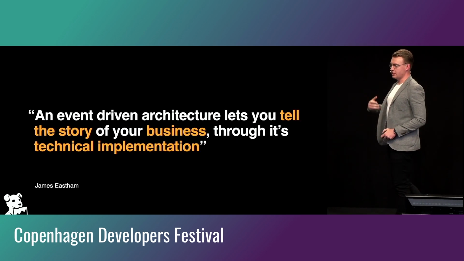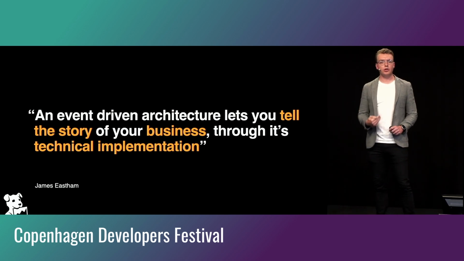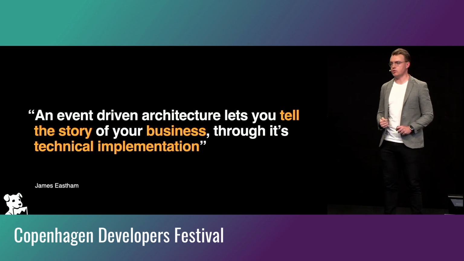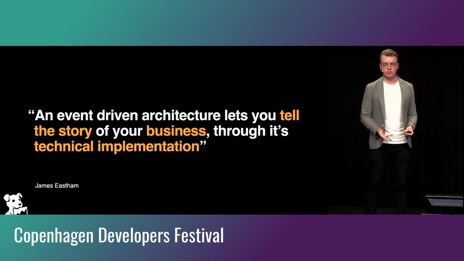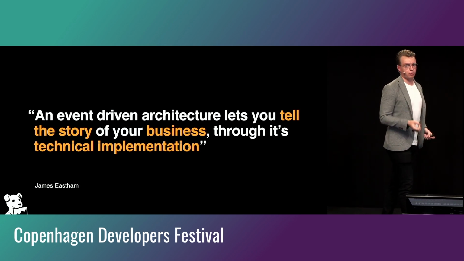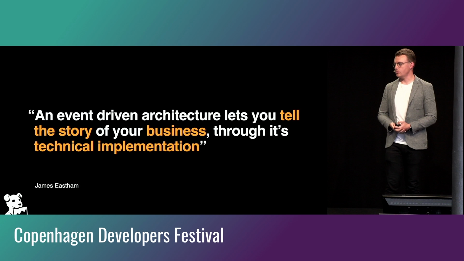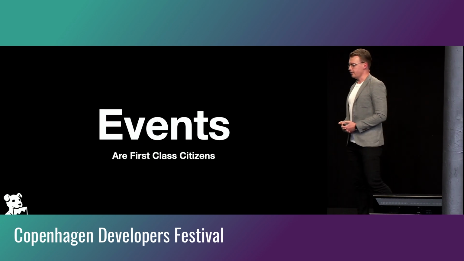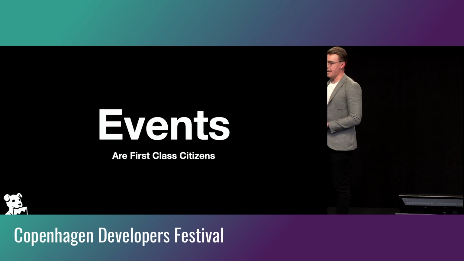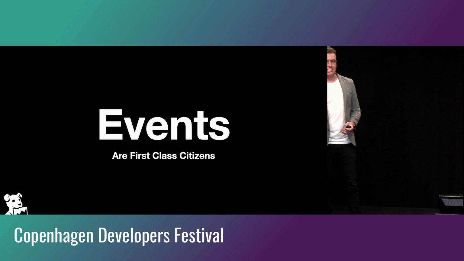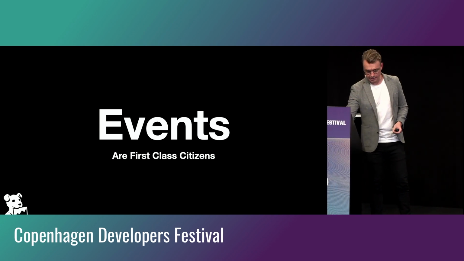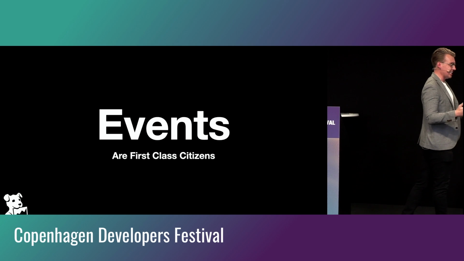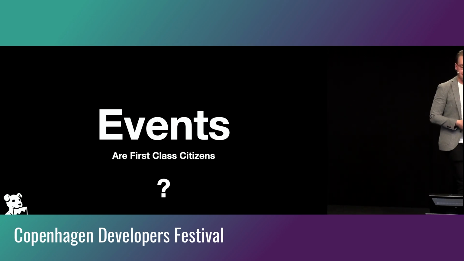It's important because an event-driven architecture lets you tell the story of your business through its technical implementation. The language of your business comes into the software itself. So something else you'll often hear about event-driven architecture is that events are first-class citizens in your system. That sounds a little bit buzzwordy, doesn't it? First-class citizens. What does that even mean?